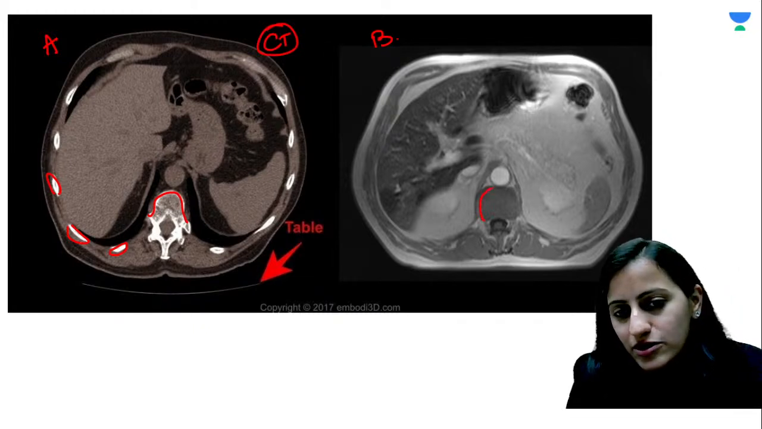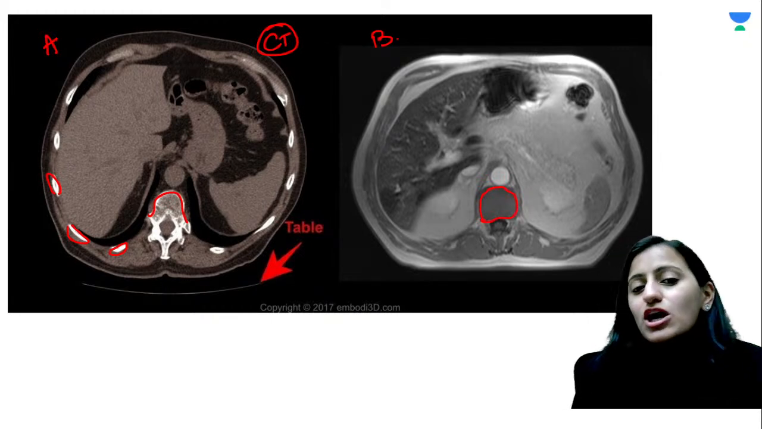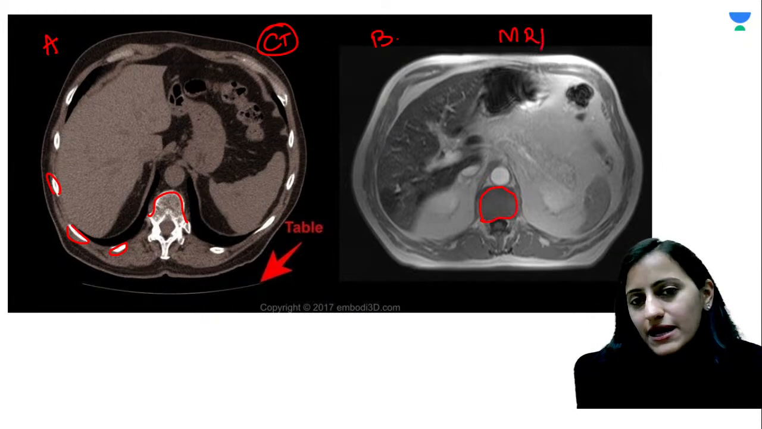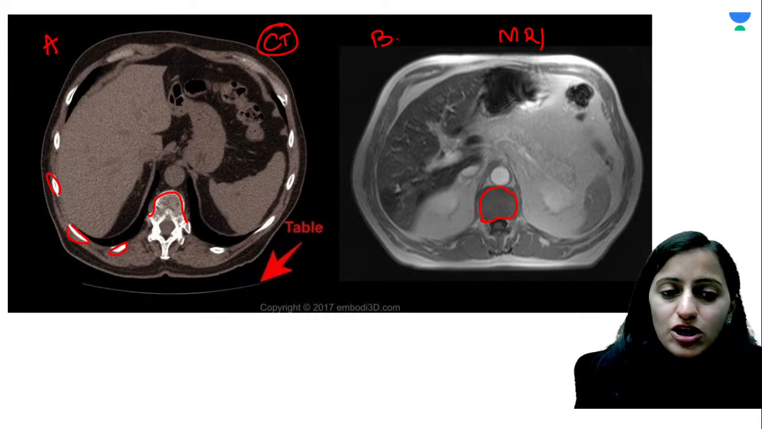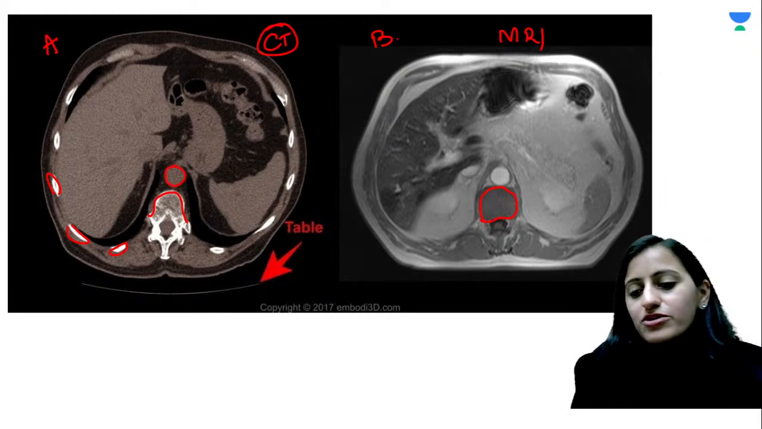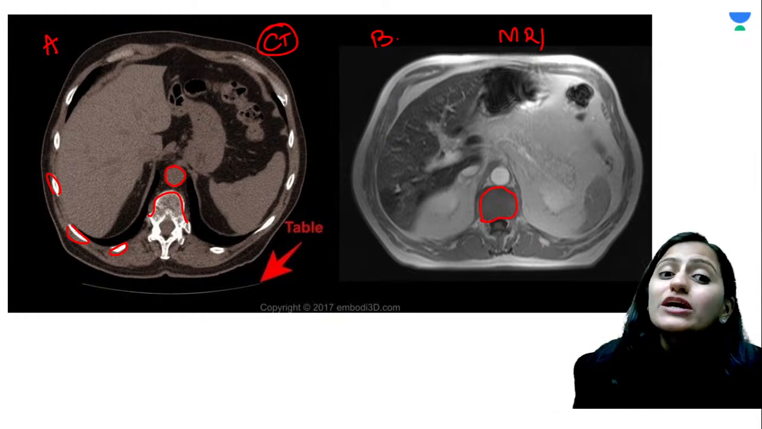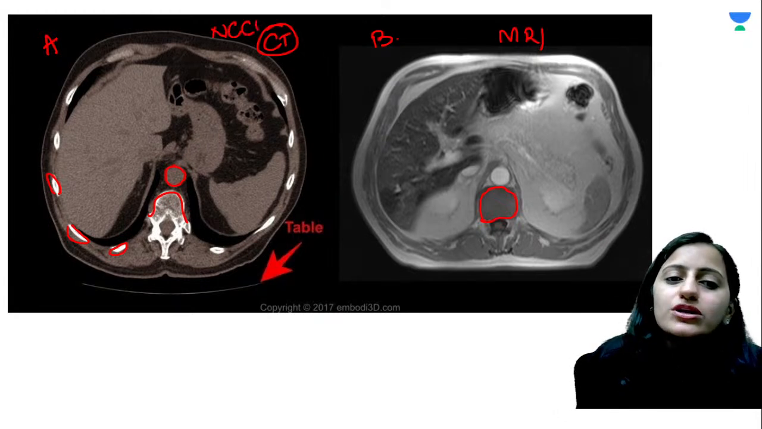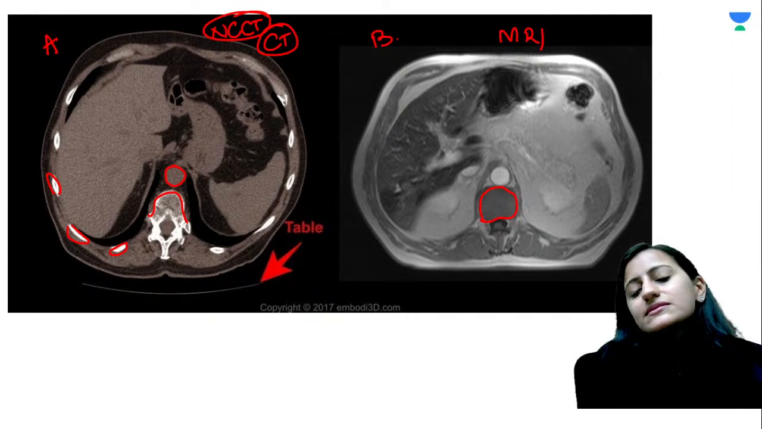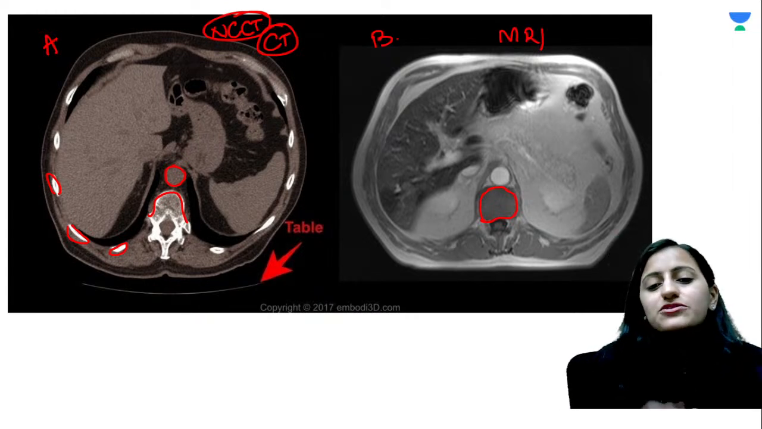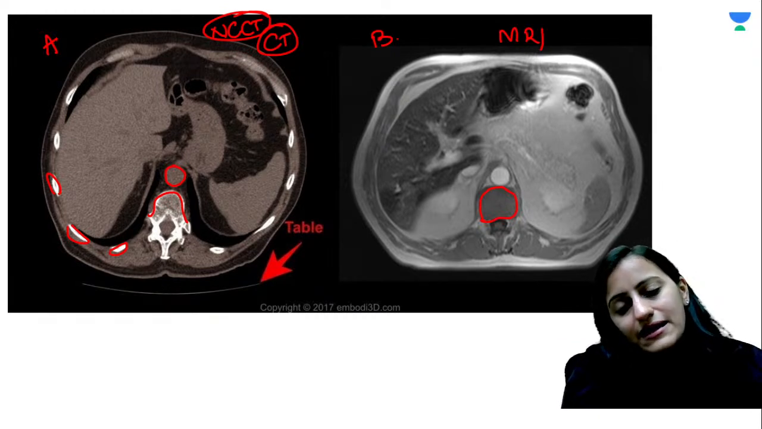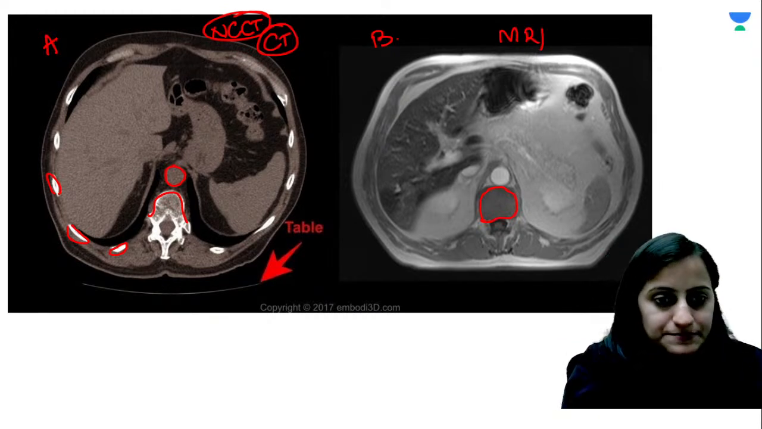Look at this one. Look at the vertebra here. It is not white, so it is MRI. Look at the aorta here. Is this a contrast CT or a non-contrast CT? The aorta is not white, so it's a non-contrast CT. Clear with everyone? So that's a non-contrast CT and that's the MRI that you are seeing there.